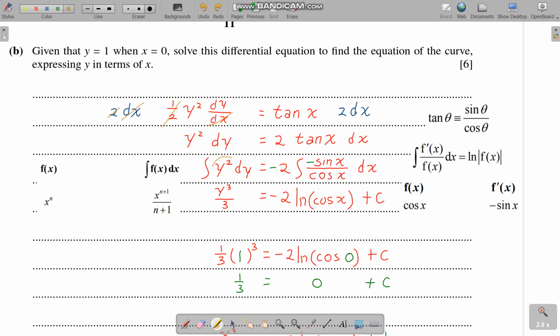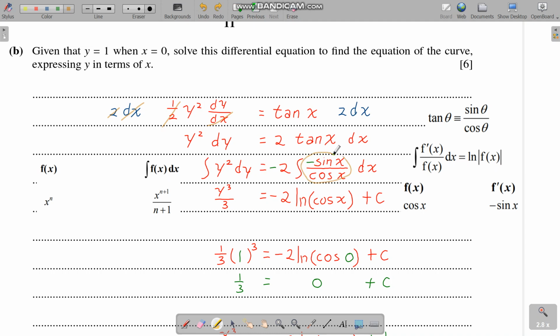Now when we integrate y squared, we just use the usual rule, we get y cubed over 3. And when we integrate tan x, first of all, tan is sine over cos, and when we integrate something like this, we have to use this rule. We have to make sure that the numerator is the derivative of the denominator. In this case, our denominator is cos x, and the derivative of cos is minus sine. We have to make sure the numerator is minus sine, which means we multiply by minus again, so we are not changing anything.